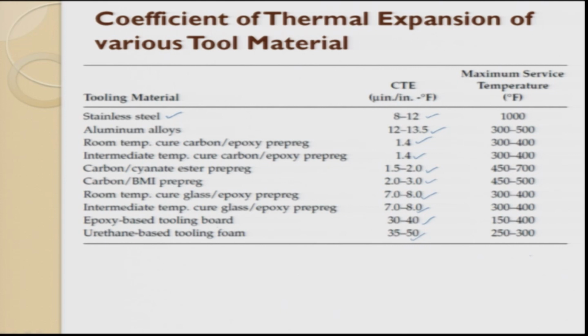So, here the service temperatures are given. If it is really a very high temperature like 1000 degrees Fahrenheit, we always go for stainless steel. Anything slightly lower, half of it, we go for aluminum alloy. Then epoxies are also used up to 300-400 degrees Celsius. Cyanate ester carbon can go up to 700. So, service temperature is important and the coefficient of thermal expansion is important to have proper quality control over the finished product. This is an important property for making the master pattern.